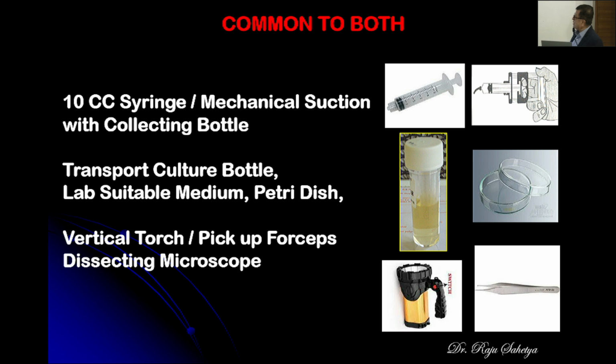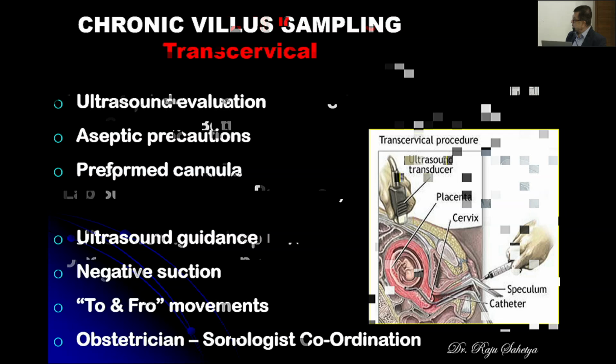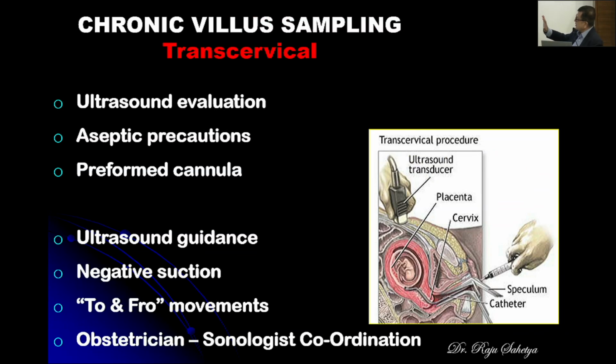Then you require a tube like this with a screw cap, with the culture media provided by the lab, and the Petri dish. The villi floating in this, kept on this torch, makes you see these villi so beautifully that you don't require a dissecting microscope. And then a pickup forceps like this.